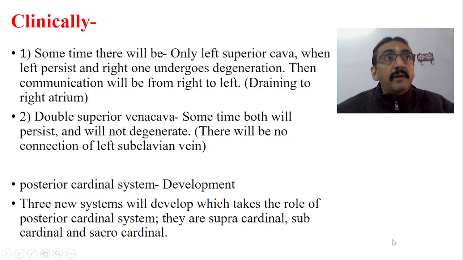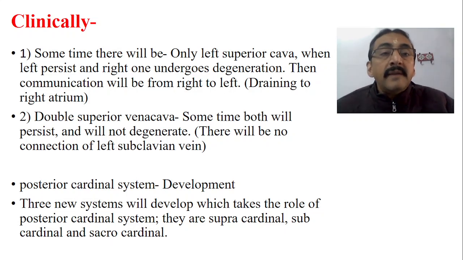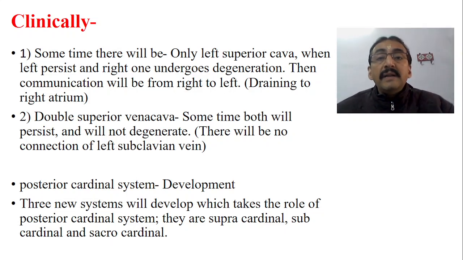Now we shall see some of the clinical significance of this collateral or cardinal venous system. Sometimes there will be only a left superior vena cava. Then the left persists and the right one undergoes degeneration. Usually it should be the opposite. Then the communication will be from right to left, draining to the right atrium.